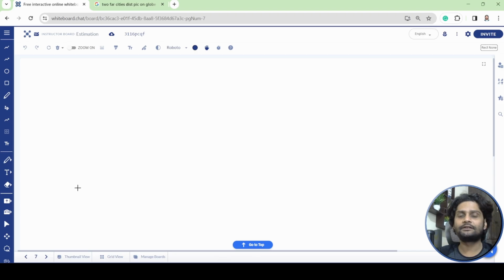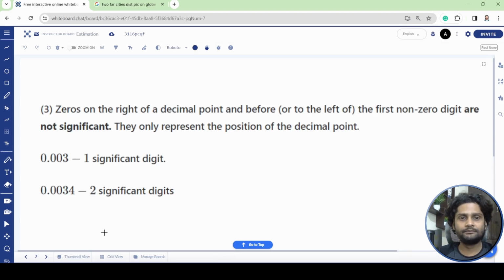Now the third rule is, students, whenever we have a decimal number and we have leading zeros, no matter whether they come before the decimal or after the decimal, if they don't have any non-zero number before them, these kinds of leading zeros are not significant. So in the first number we have just one significant figure, despite the different zeros present as leading zeros. Even here we have just 2 significant figures, no matter that there are several zeros present at the beginning. So these leading zeros are not significant.